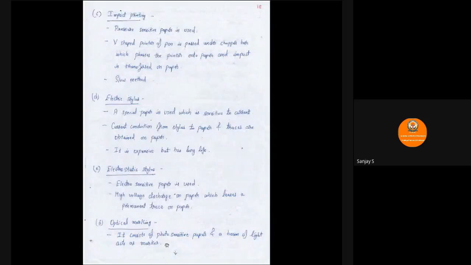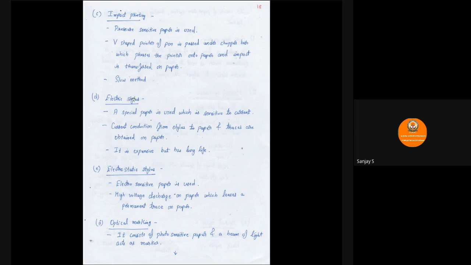is black in color. Next, the other type of mechanism is impact printing, where pressure sensitive paper is used. The V-shaped pointer of the pen is passed under the chopper bar, which presses the pointer onto the paper, and impact is transferred on the paper. That is, the unknown signal is fed to the V-shaped pointer of the pen, and then it makes an impact. Whenever the signal is applied, it makes an impact on the pressure sensitive paper, and the pressure sensitive paper records the variation of the signal. This method is quite slow.